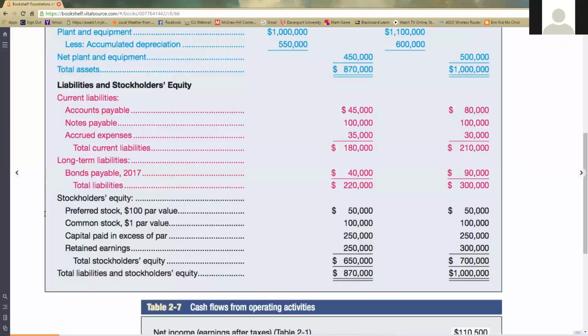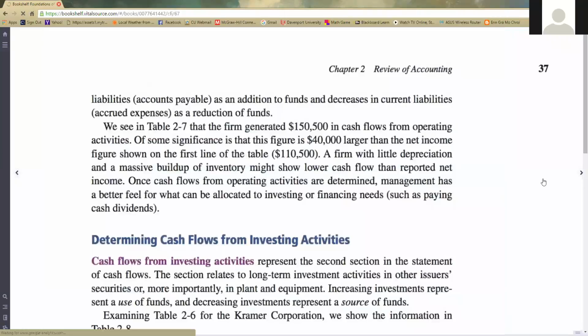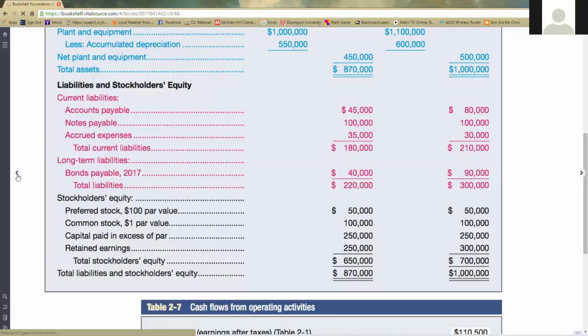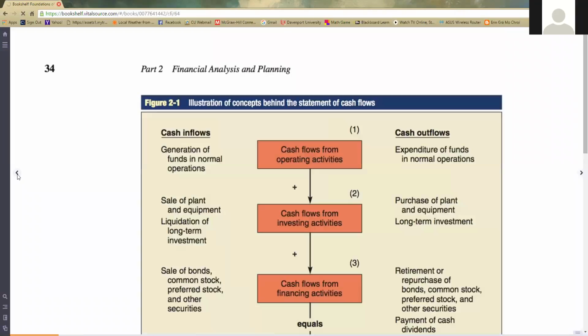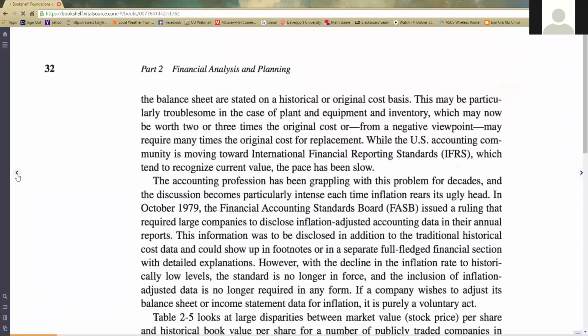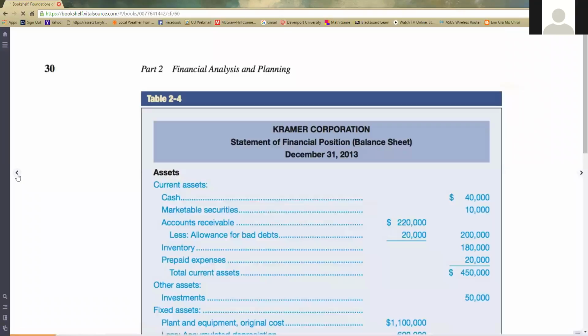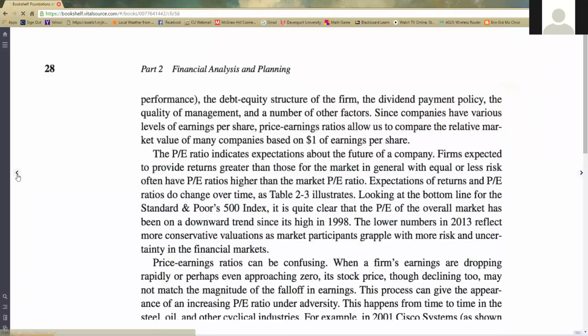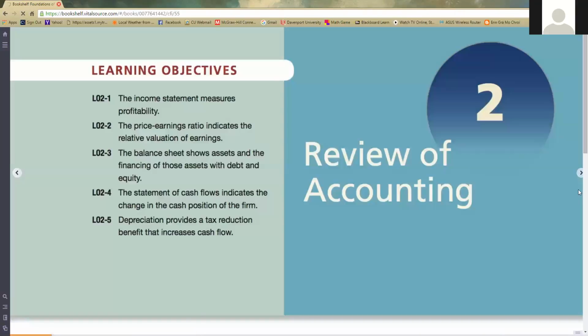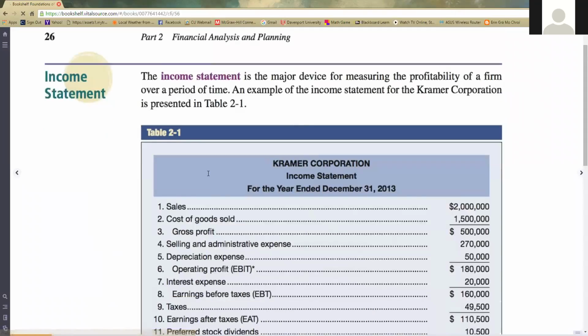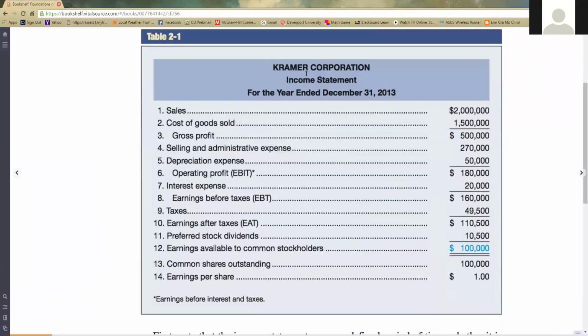Okay, we're back on page 36 because that's where I left the textbook when we switched away from it. But what we need to do is go back to the early part. The textbook introduces the income statement first. It's the very first financial statement that they introduce to the reader. Here we go. Beginning of the chapter, second page of the chapter, page 26, same company that we looked at the balance sheet for, Kramer Corporation, they show us the income statement.